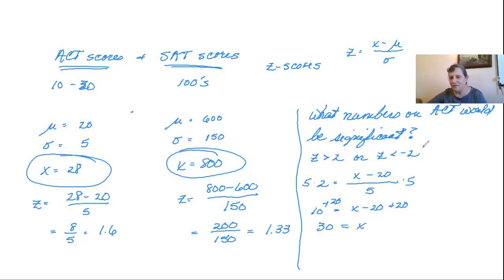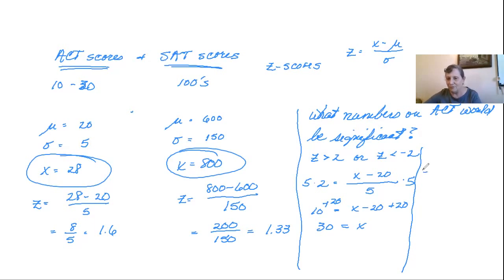So if X is 30, it would be considered extremely high, up in the top 2.5%. Remember, we looked at the standard curve. Above 2.5%, the top 2.5% is significant. The bottom 2.5% is significant. And those are cut off by being more than 2 standard deviations away from the mean.